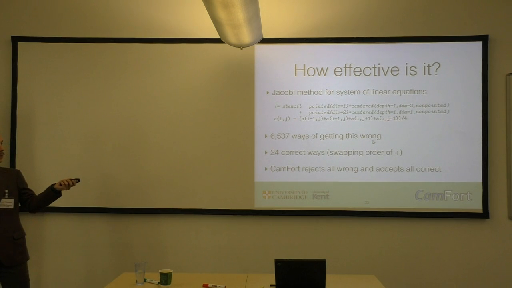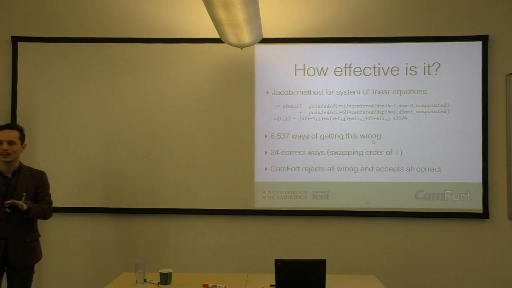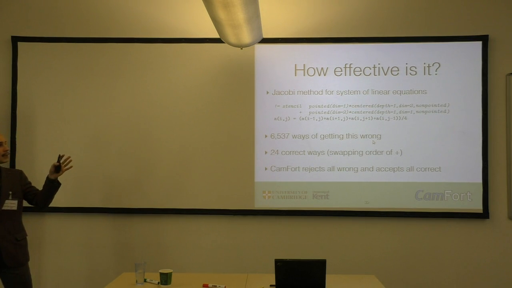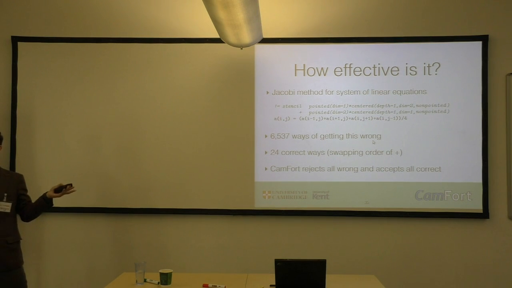This is another real stencil, the Jacobi method used in solving systems of linear equations, and the specification above it. The terms have the same coefficients, so you can commute them, modulo floating point errors. If you just constrain yourself to confusing a plus with a minus, or not using a zero offset but using a plus somewhere, there are 6,500 ways of getting this wrong. That's quite a lot. And there are exactly 24 ways of getting it right due to commutativity.